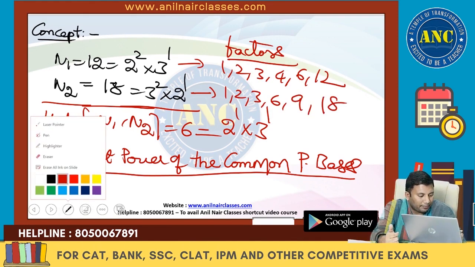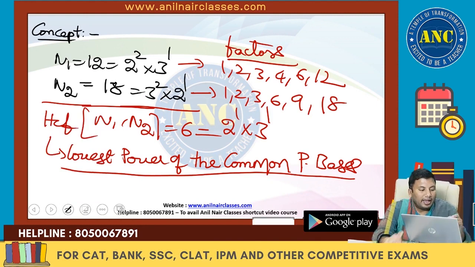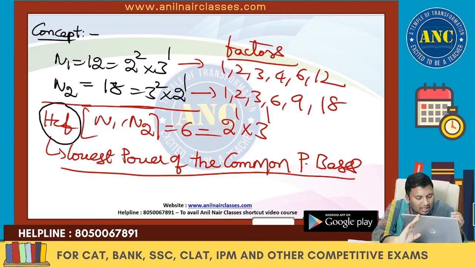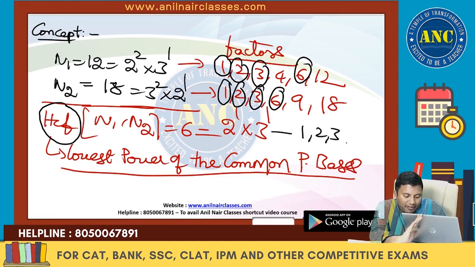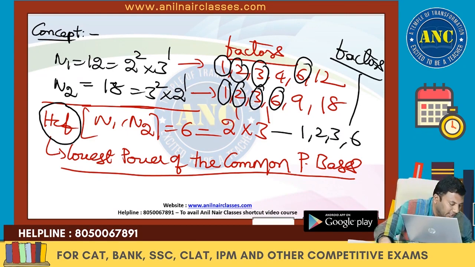Now see here. HCF: what are the factors common to 12 and 18? 1 is common, 2 is common, 3 is common, 6 is common. 1, 2, 3 and 6 are nothing but the factors of 6, Mahesh. That is the reason I am taking the HCF of 12 and 18. Good question you have asked.